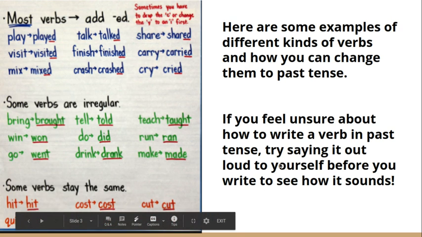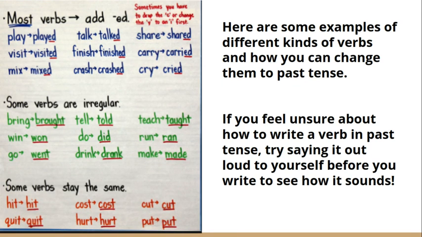So all that's to say, if you feel unsure about how to write a verb in the past tense, try saying it out loud to yourself before you write to see how it sounds. That really helps. And I know it sounds a little weird, but try it, right? Say it out loud or talk to someone at home and read it out loud to them, asking them to help you check to see if your story's written in the past tense.